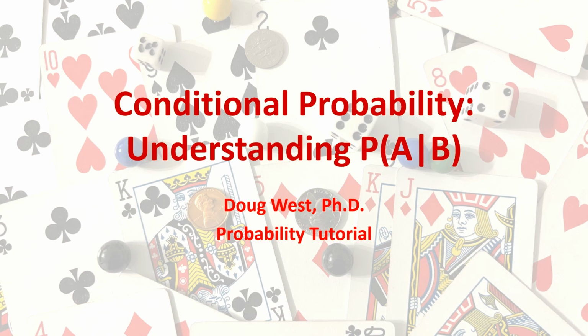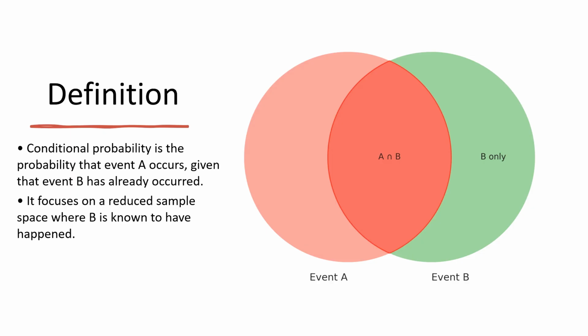Welcome to my video on conditional probability, understanding the notation, the probability of A given B. Conditional probability is the probability that event A occurs given that event B has already occurred. It focuses on a reduced sample space where B is known to have happened.